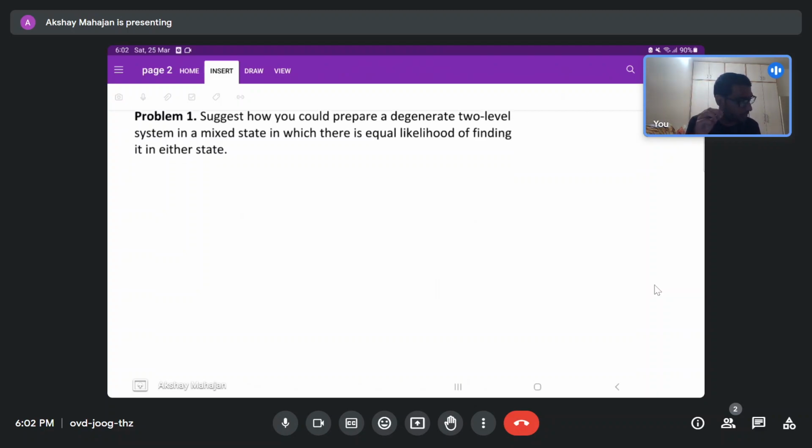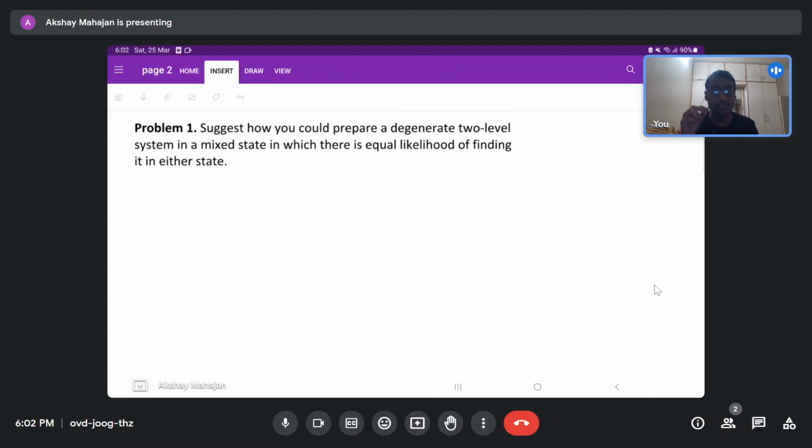While looking at this problem, we need to find a system which is a mixture of two degenerate states. The mixture means the composition, which is given by the coefficients for each of these states. The coefficients should be such that when we find the probability of finding the system in either state 1 or state 2, we get one half. That is what the question is asking us for.